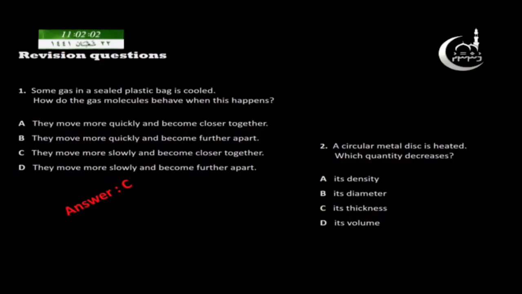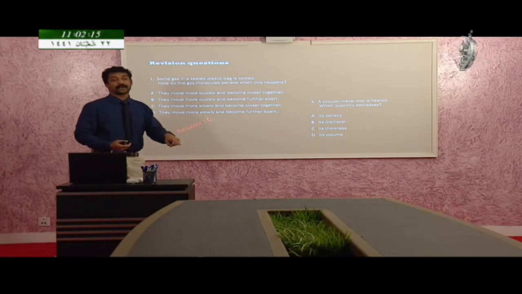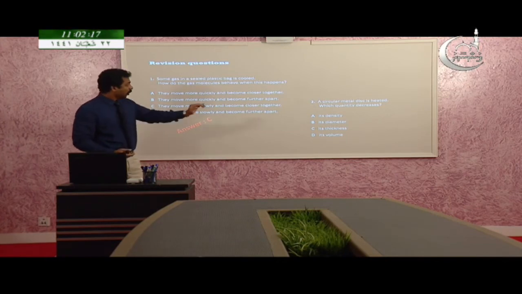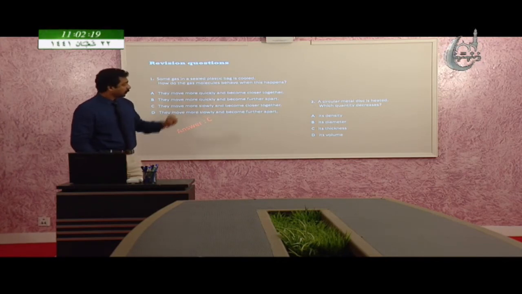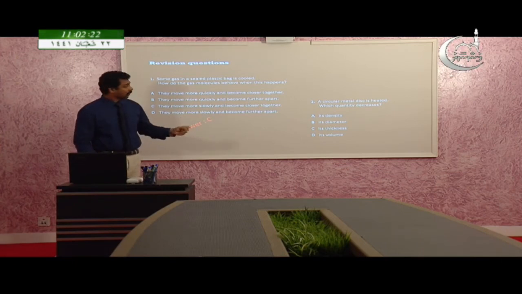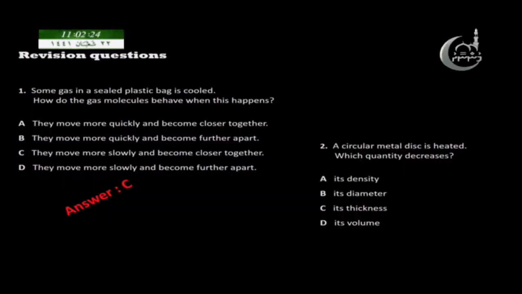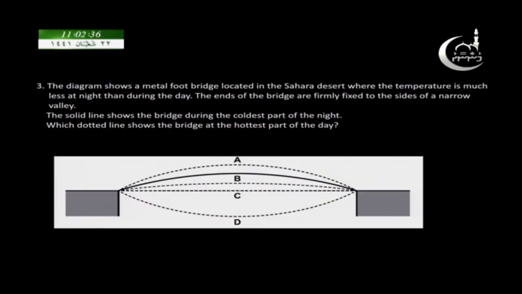Second one, a circular metal disc is heated. Which quantity decreases? Now we are going to heat the circular disc. So heat means there will be some expansion. So which quantity decreases? That's our question. Options are density, diameter, thickness, and volume. Volume, as temperature increases, definitely expands, volume increases. It could be thickness also, or diameter also. So the answer is density. Density is the quantity that decreases.